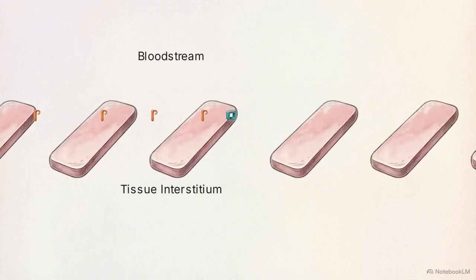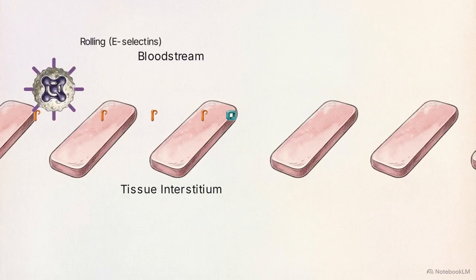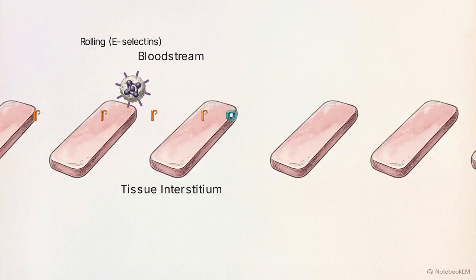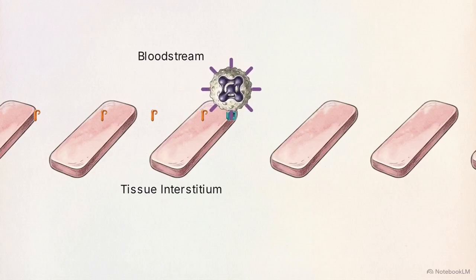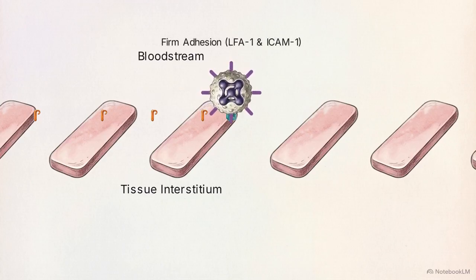This diagram illustrates the first mechanical phase of exiting the bloodstream, rolling. A circulating neutrophil makes contact with the endothelial wall of the venule. The leukocyte begins to roll along the endothelium by transiently binding to E-selectins. These receptor molecules, expressed on the surface of the endothelial cells, slow the leukocyte's momentum.